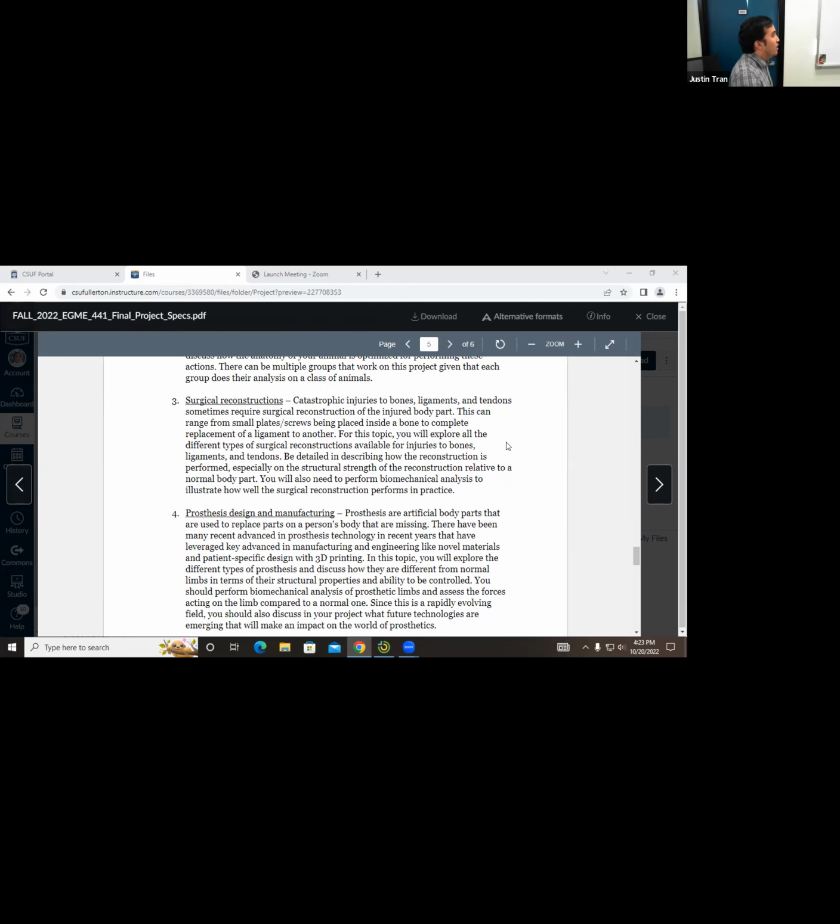And so 3 here would be surgical reconstructions. Anytime you have a catastrophic injury to a bone or a ligament or a tendon, a lot of times you have to go in and do a surgery. So you hear a lot of times when people break their back or break their leg, they have to go in and nail a metal plate inside their body. So that's there to provide structural support.